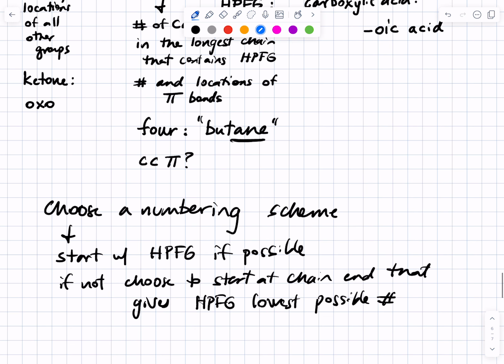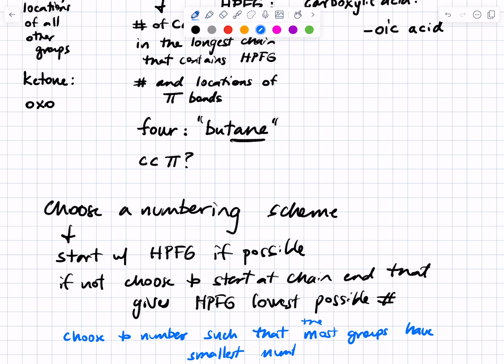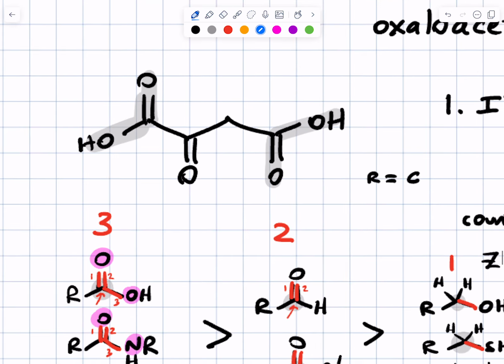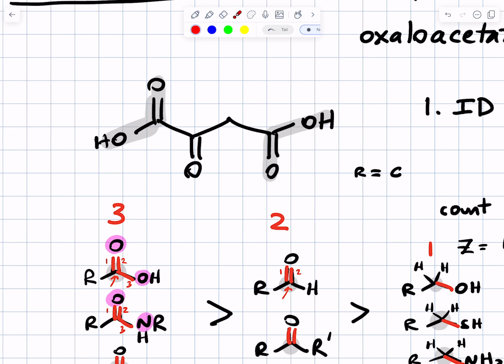The other principle is I'm going to choose a numbering scheme such that the most groups have the smallest numbers. You'll see what we're talking about here in just a second. So the highest priority functional group is a carboxylic acid, but I could start numbering 1 here, 1, 2, 3, 4, or alternatively, I could start numbering here, 1, 2, 3, 4. What's the right way to do this?